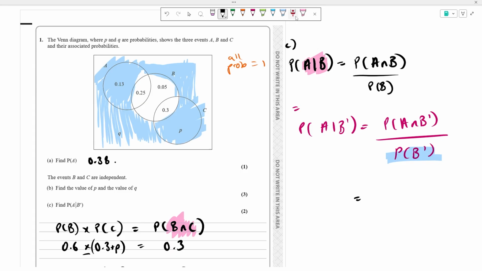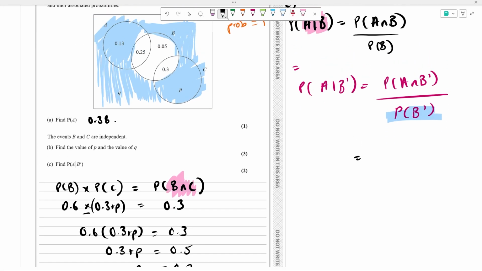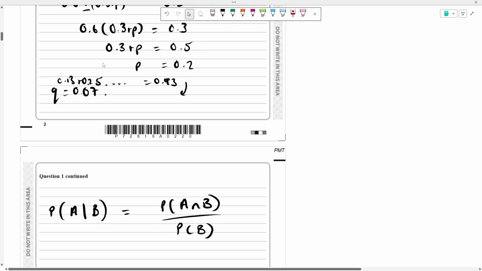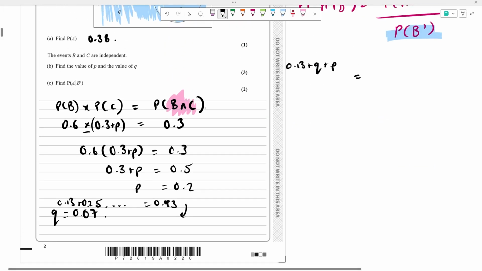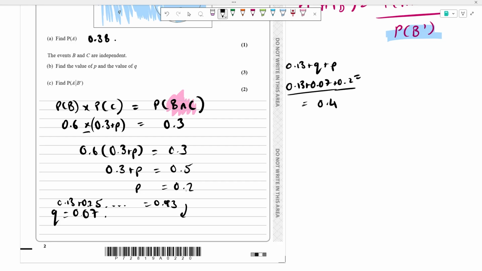For the denominator, that's going to be 0.13 plus P plus Q. I'm just going to write this as 0.13 plus Q plus P. We already worked out Q was 0.07, and P is 0.2. That gives us 0.4, because 0.2 plus 0.2 gives you 0.4. So we're going to have 0.4 on the denominator.